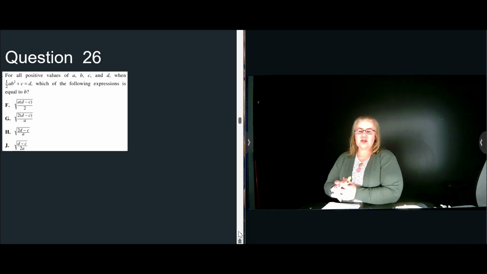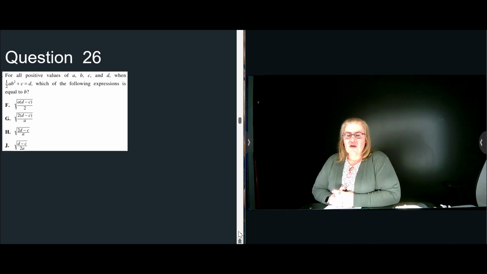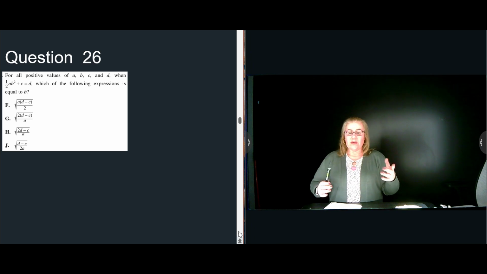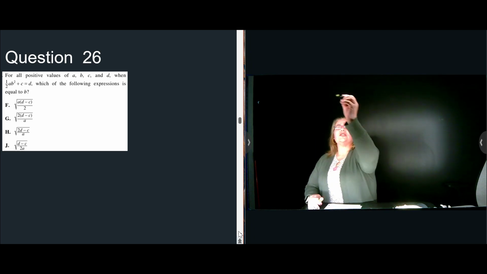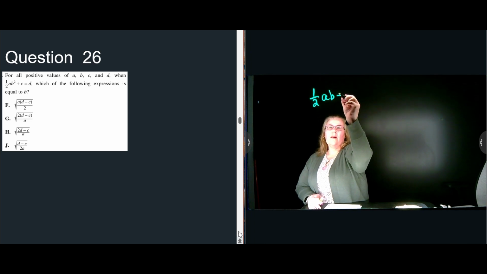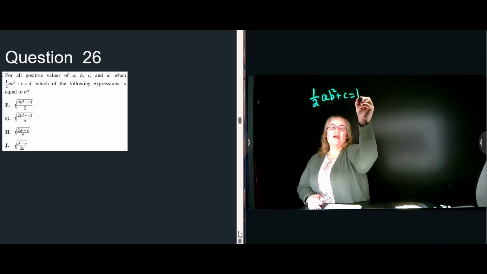All right, so here is question 26. Let's go ahead and read it. It says, for all possible values of A, B, C, and D, when 1/2 AB squared plus C equals D, which of the following expressions is equal to B? So all of that to say, what does B equal? So I'm going to go ahead and write it on the board and work it, and let's see what we got. So I have 1/2 AB squared plus C equals D.